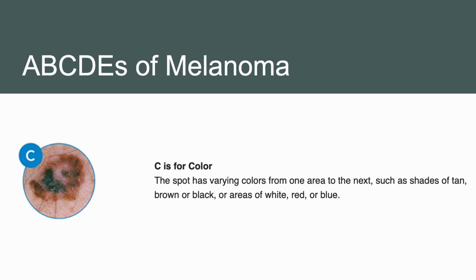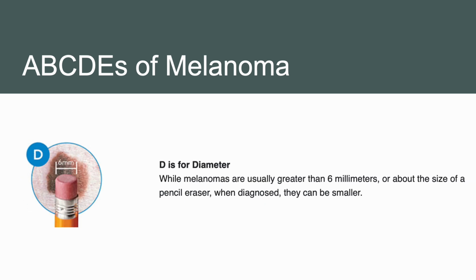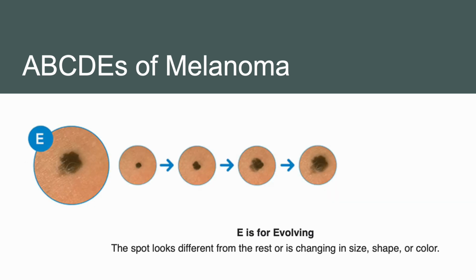C is for color. If the lesion has varying colors within it, or if it is very dark, or if it has areas of white, red, or blue. D is for diameter bigger than a pencil eraser, or about 6 millimeters. However, melanomas can be smaller. E is for evolving. So if the lesion changes in size or shape or color, or if it starts to itch or hurt or bleed.